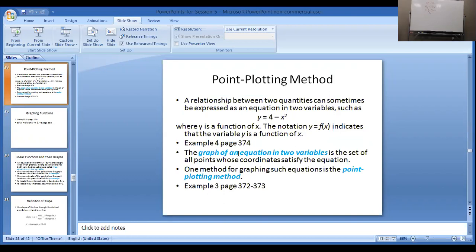And in order to graph an equation in two variables, you need to have two points. This is one method for graphing such an equation, the point plotting method. Let's look at some of these examples on page 374.